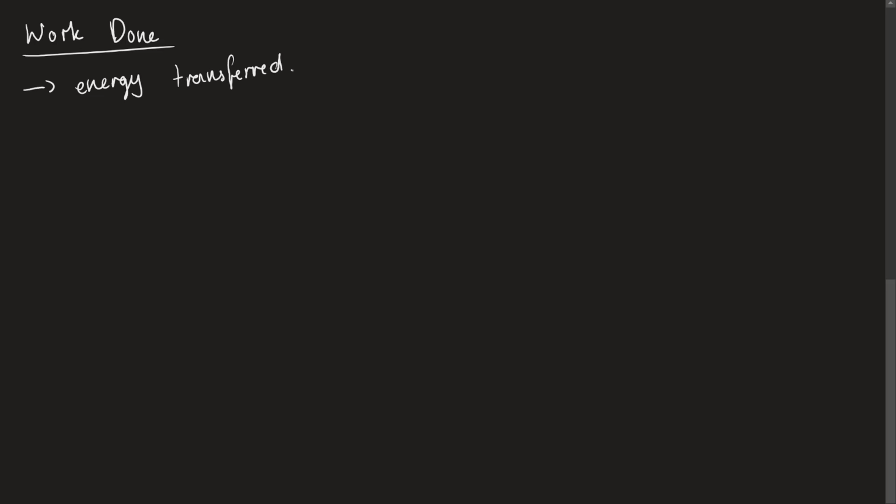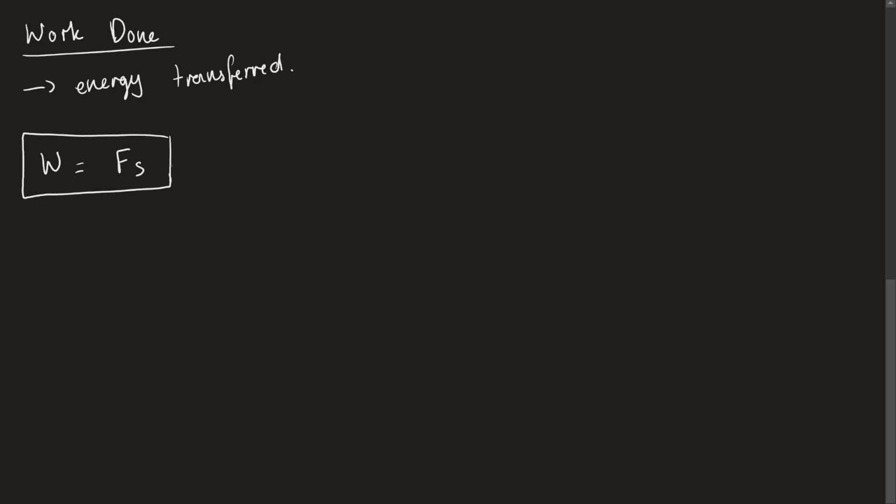Okay, so in general, we can apply this idea of work done to basically anything. We can always say we've got energy transfer, so we have work being done. But in mechanics, it has a very specific equation that you can use, and that is that the work done is just the force times the displacement.